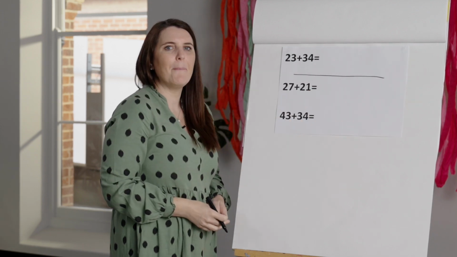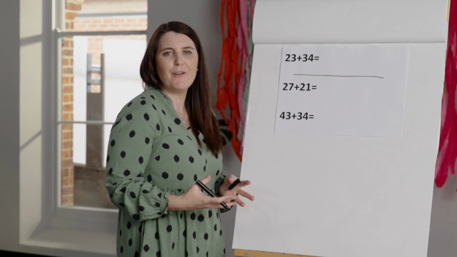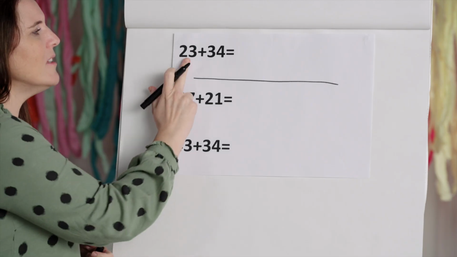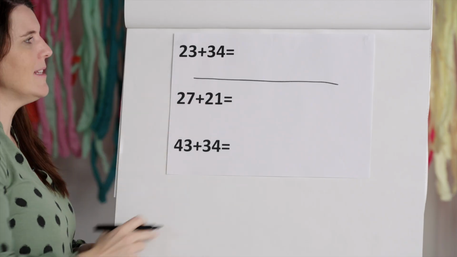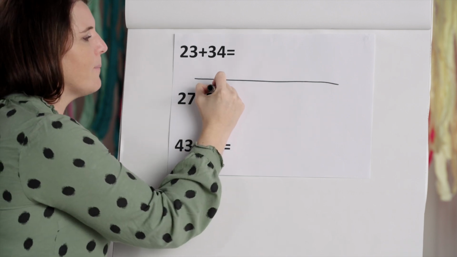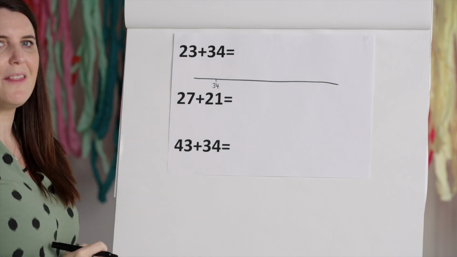When I add numbers, particularly on a number line, I always want to start with the biggest number first. That means that I have less steps to get to the answer. So the biggest number in this number sentence is 34. So I'm going to start here at 34. And I'm going to add 23.